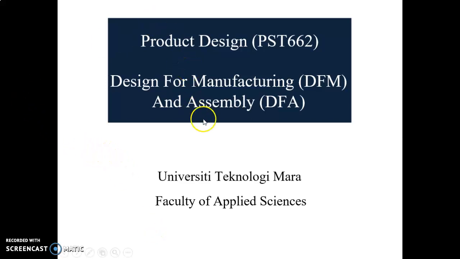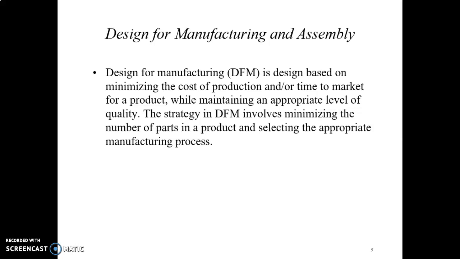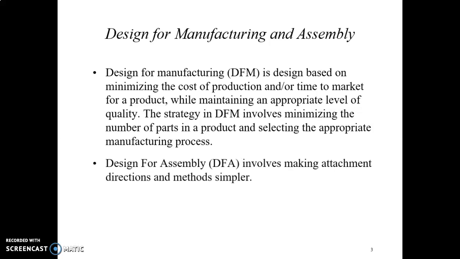So this is chapter 5, which is design for manufacturing, DFM, and design for assembly, DFA. Okay, what is DFM? DFM is design based on minimizing the cost of production and/or time to market for a product while maintaining an appropriate level of quality. So the strategy in DFM involves minimizing the number of parts in a product and selecting the appropriate manufacturing process. DFA, meanwhile, involves making attachment direction and method simpler.